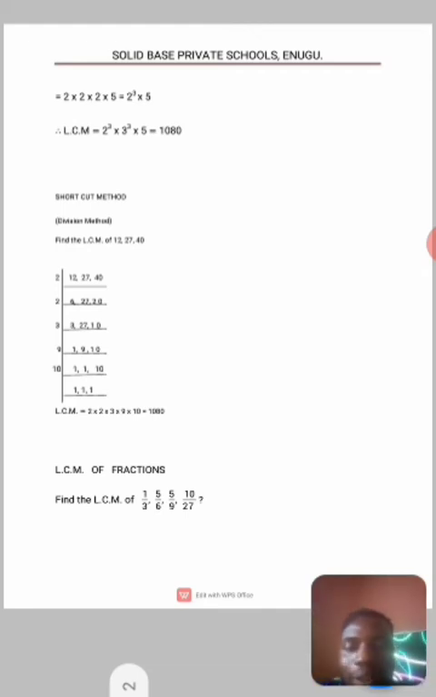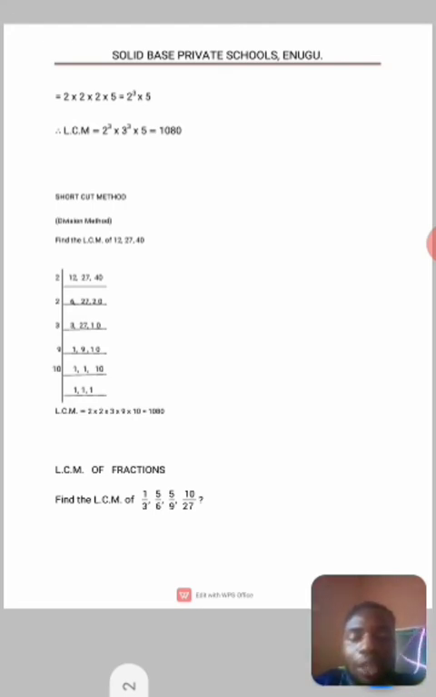Okay, so to get the LCM, you multiply all these factors outside there. 2 times 2 is 4. 4 times 3 is 12, and 12. When you multiply all the numbers there, you get 1080. So that is all about LCM.